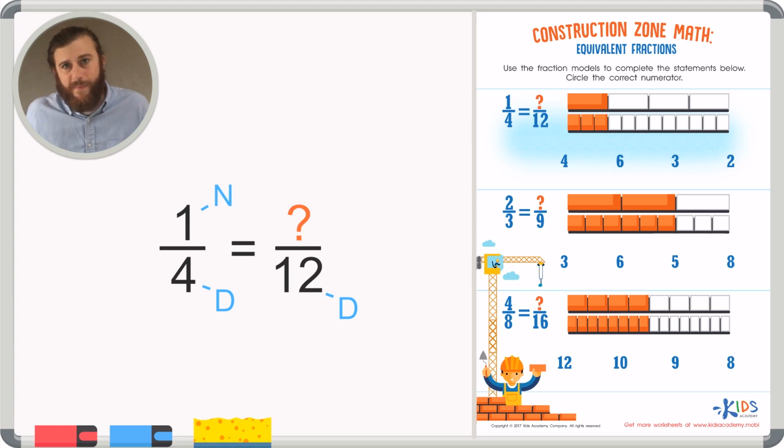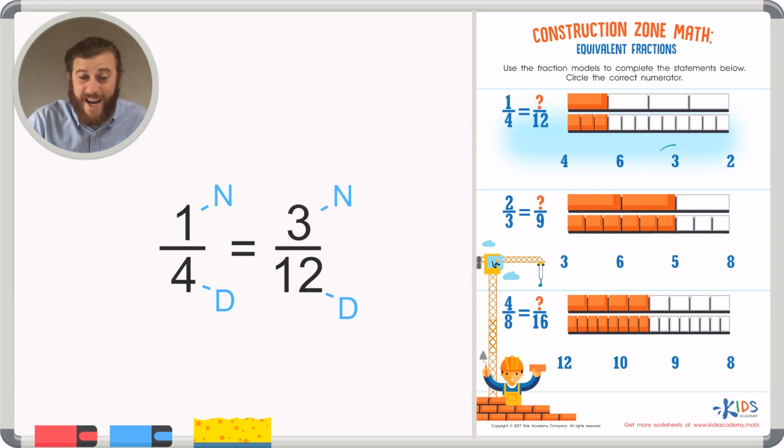But what's the numerator? Let's count the shaded in pieces to find out. 1, 2, 3 bars are shaded. So I think 3 is the correct numerator. Let's circle 3, and if we look closely, we'll see 3/12 takes up the exact same amount of space as 1/4. And that's what we're looking for in equivalent fractions. So 3 is the correct numerator.